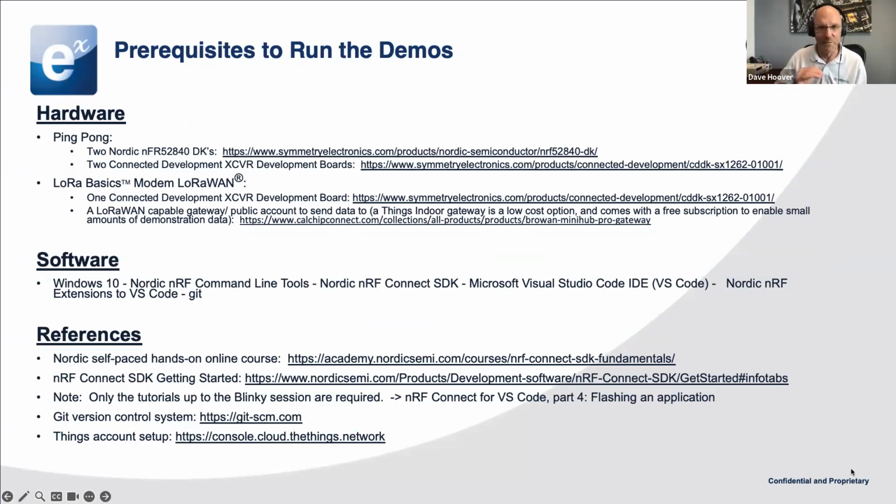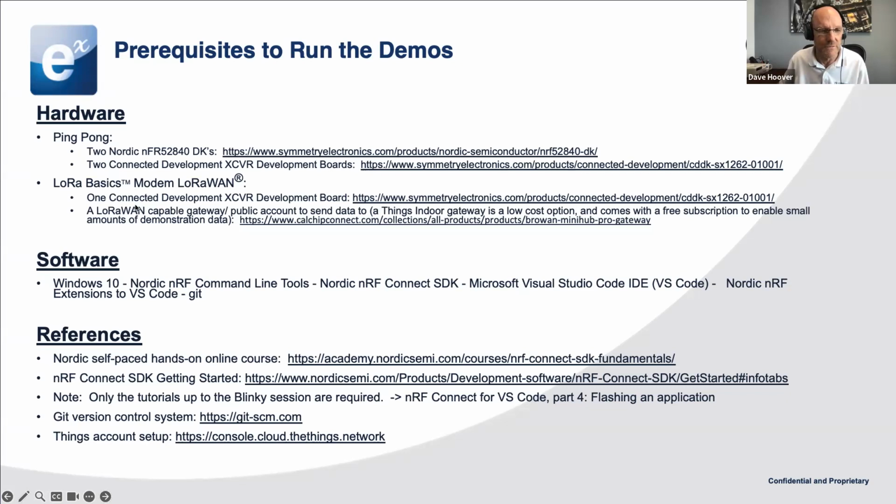I'm not going to go through each one of these necessarily in detail, just talk at a high level about prerequisites to run the demos for the Nordic side of things. I'll get into Silicon Labs near the end of the presentation. For the ping pong example, you need the MCU, the microcontroller that drives the radio. Since it's two devices talking to each other, you need two of each, so you would need development kits. In our case, our examples are built on the Nordic nRF52840, so you need a couple of those dev kits. And then, of course, two of the transceiver boards that I just talked about.